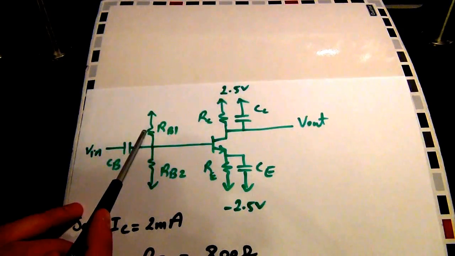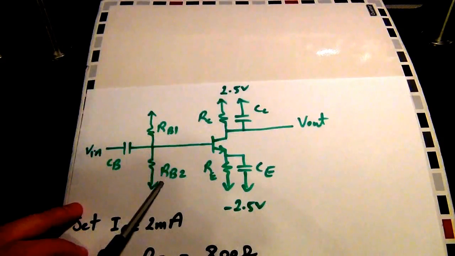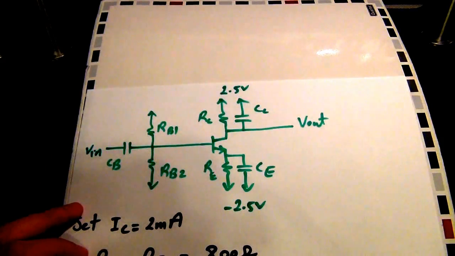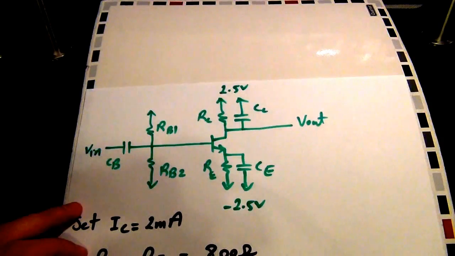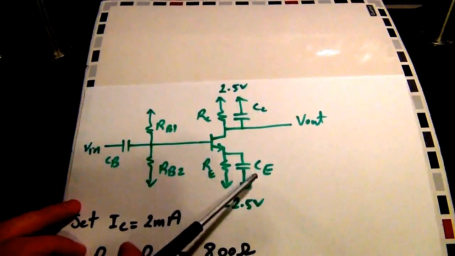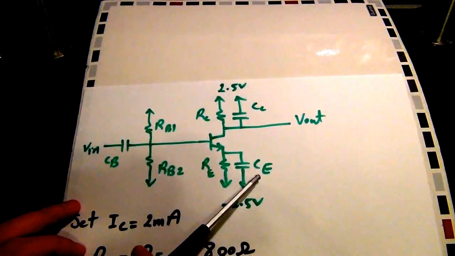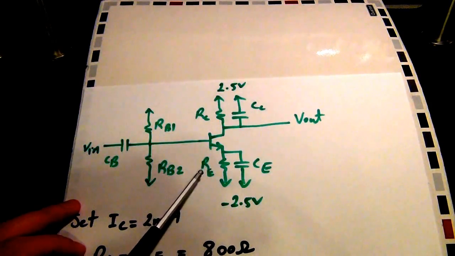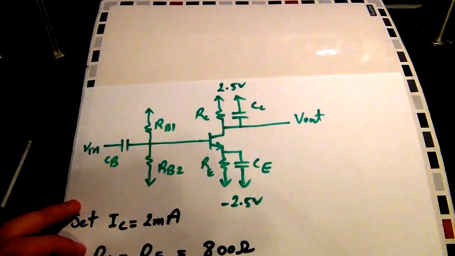Now I'm using the resistive divider RB1 and RB2 in order to create the base voltage that I need to get my biasing. Again, we discussed this before. And I have my collector resistance, my emitter resistance, and I have my collector capacitance and my emitter capacitance here in order to shunt the resistor in the emitter to get the large small signal gain.